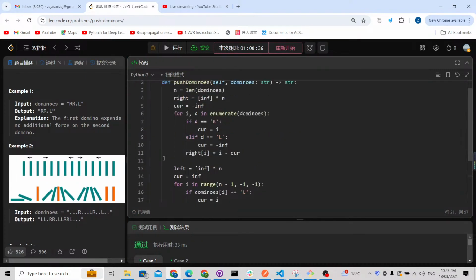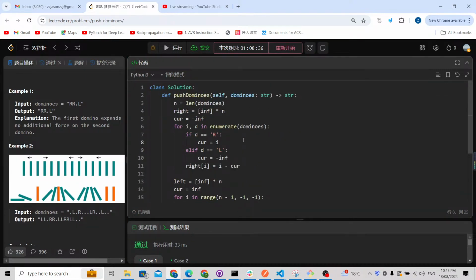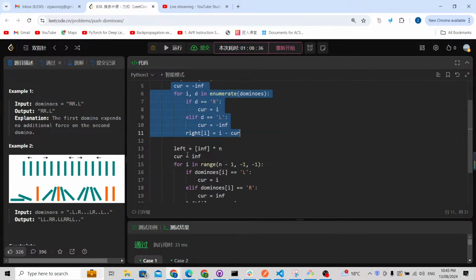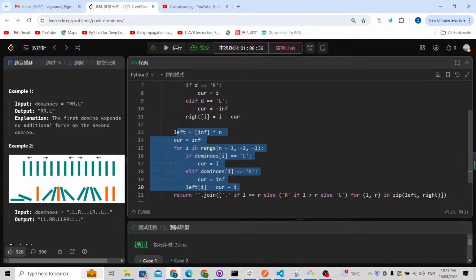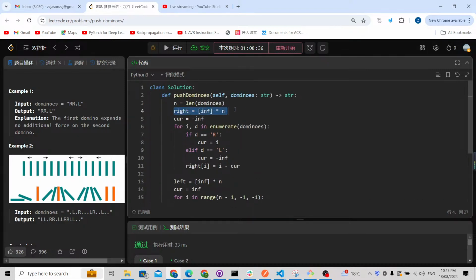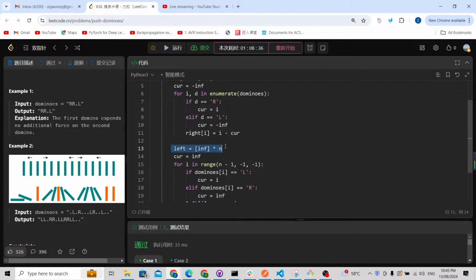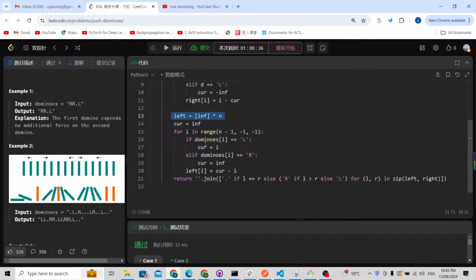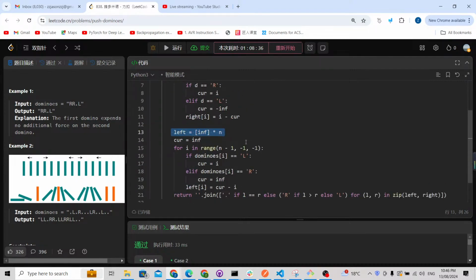There's a lot of coding, but the idea is just the simulation. We simulate from the left to the right, and we simulate from the right to the left. Basically, this simulation is just to check the shortest distance. It is like a prefix sum. As you can see, the right is like a prefix sum, and this left is also like a prefix sum, because definitely we are going to check the shortest distance to the L and the shortest distance to R.